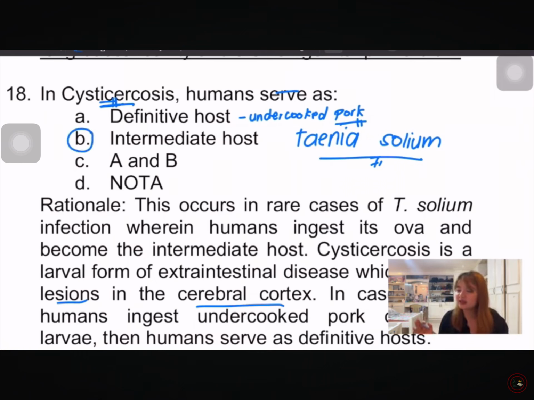Kasi, pwede rin na yung itanong is, in Taenia solium infections, humans serve as, kapag ganun yung tanong, syempre, both definitive hosts and intermediate hosts, like A and B, ganun yung isasagot nyo. Pero kapag cysticercosis lang, intermediate host lang. Kapag naman nag-ingest lang sila ng, kunwari, intestinal infection, Taenia solium, definitive host. Dahil nag-ingest ng undercooked pork. Ganun lang yan. So, dahil sa cysticercosis yung tanong, yung sagot natin is intermediate host.